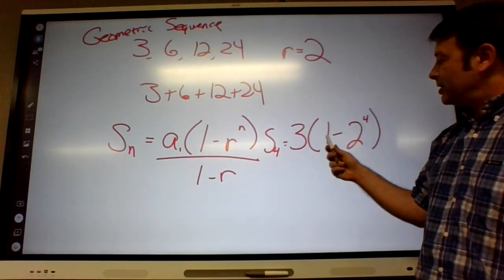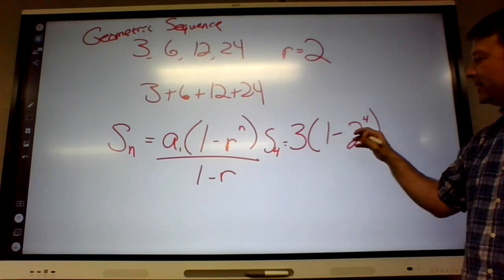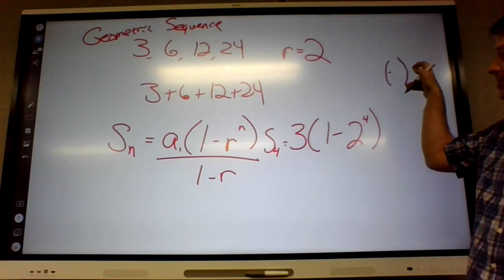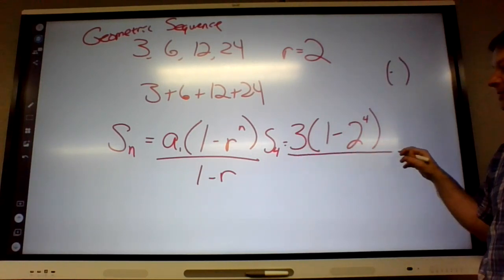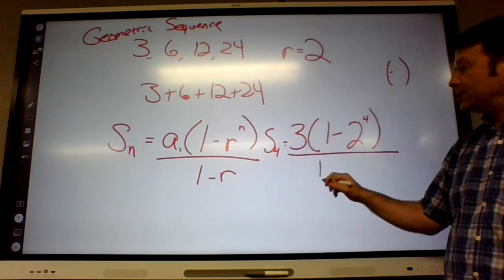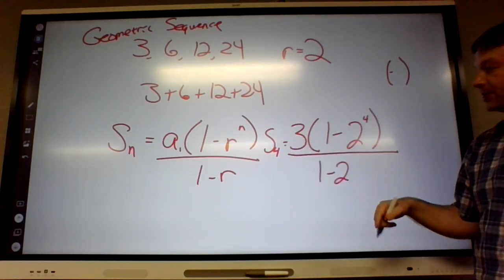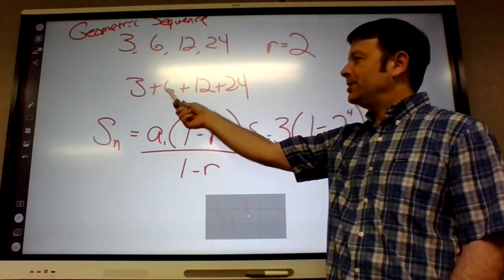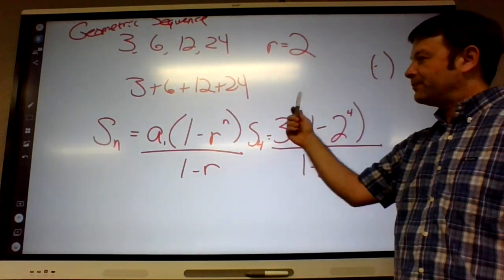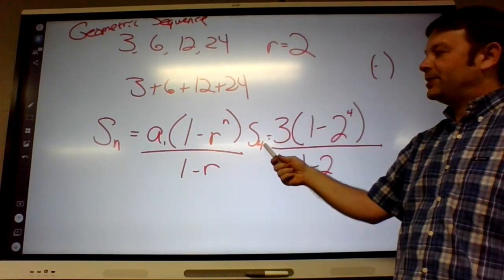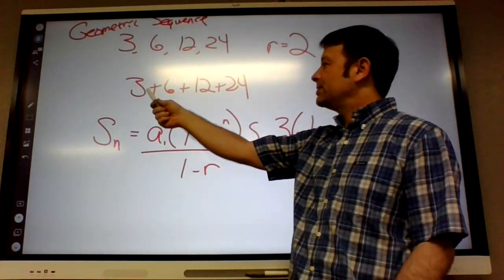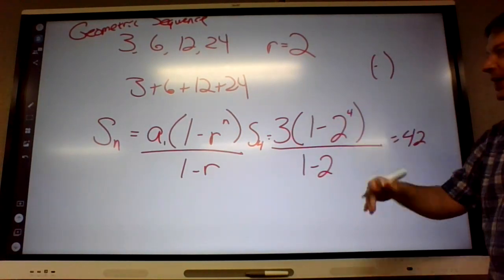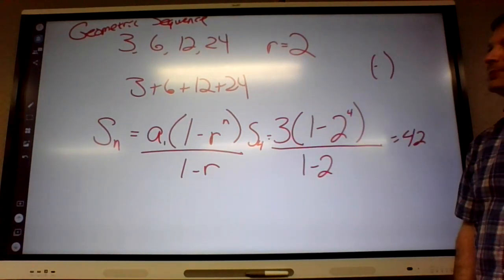By the way, if R is negative, and you want to take a negative to the 4th power, you would need to put it in parentheses like that. In this case, R is not negative, so we don't really need that. And then on the bottom is 1 minus R again, but there's no exponent down here. So you can just plug this in. This is a pretty short series, so you don't really need the formula for this, but pretty much everything we're doing today, you will want the formula because the series are pretty long. So this would add up to like 42. Okay. I'm probably forgetting something.